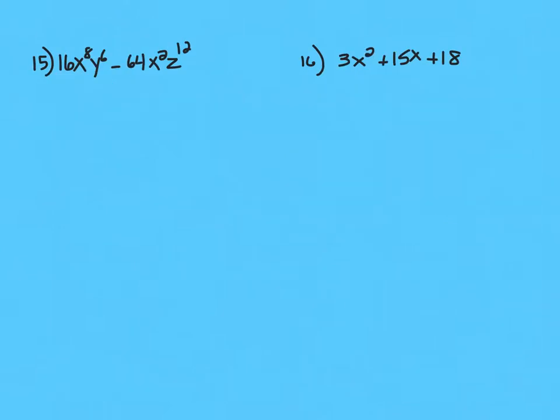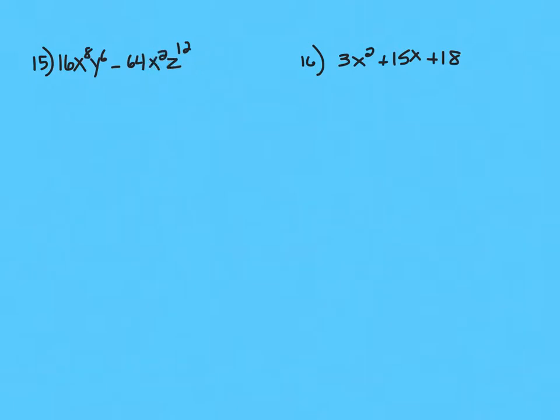Number 15, I know some of you guys got tricked on this one, but you're going to start it the same way we start them all. Can I factor out a greatest common factor? Yes. 16 divides evenly into 16 and 64. And if we look at our variables, they both contain x's, so we're going to pull out the one with the lower exponent, which is x squared.